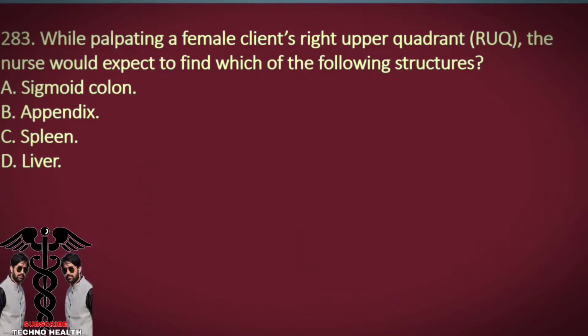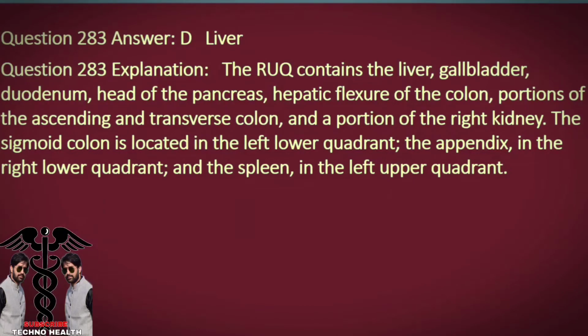Question 283. While palpating a female client's right upper quadrant, or RUQ, the nurse would expect to find which of the following structures: A. Sigmoid colon. B. Appendix. C. Spleen. D. Liver. Question 283. Answer: D. Liver.